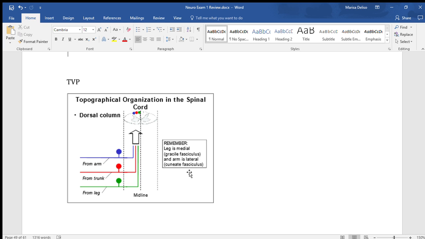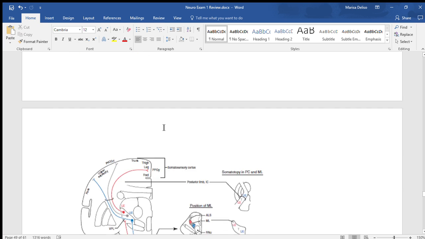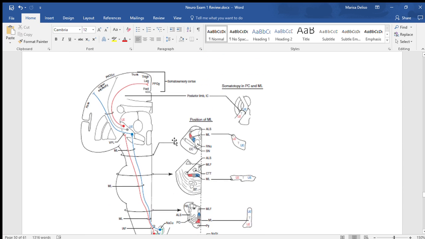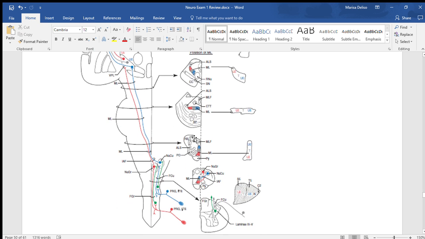What I mean by that is from basically T2 down, all that's in the middle is gracilis, because that's what's ascending upwards, and the arms haven't jumped onto that yet. So they can make some interesting questions out of that. This is out of the neuroanatomy textbook.